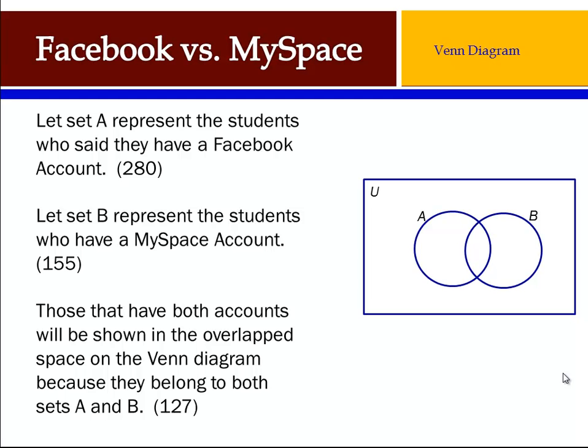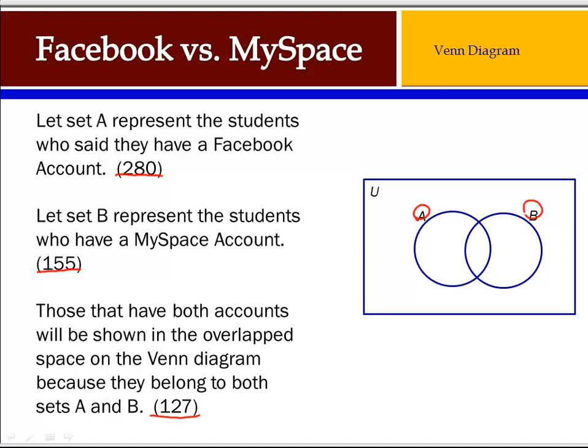So we're going to let set A represent the students who said they have a Facebook account. So within our circle that represents set A, we have to have 280 respondents. We're going to let set B represent the students who said they have MySpace. So within circle B, we have to have 155 respondents. But those that have both accounts will be shown in the overlapped area in the Venn diagram, since they belong to both sets. So we're going to start with this number actually and put it in the overlap area, 127.